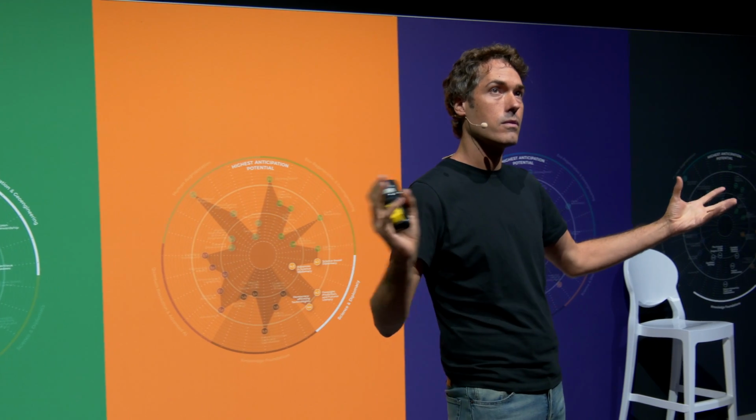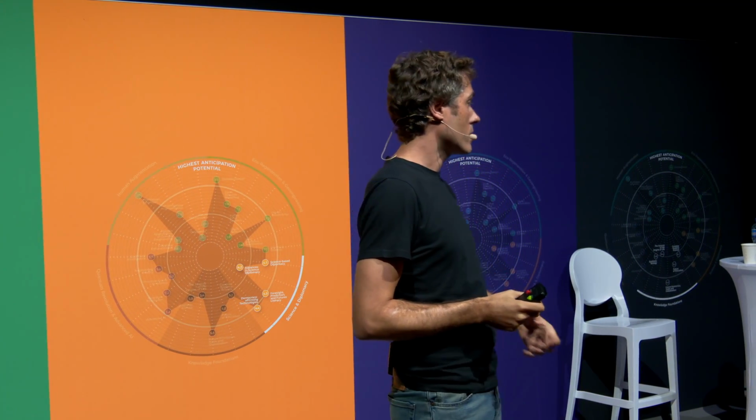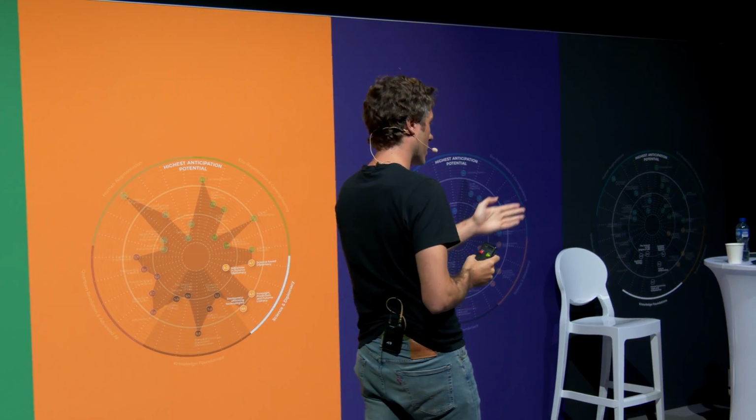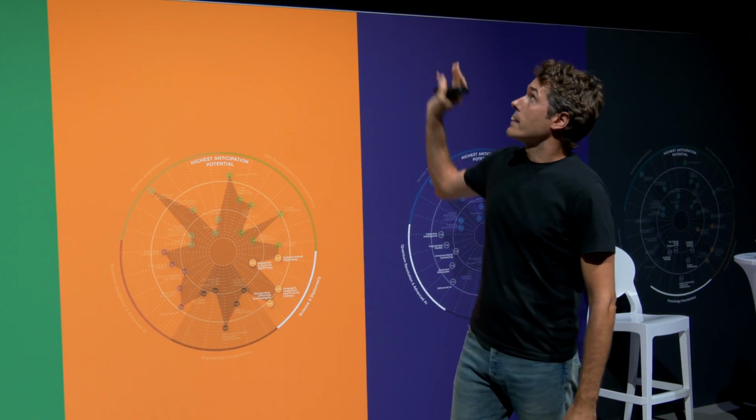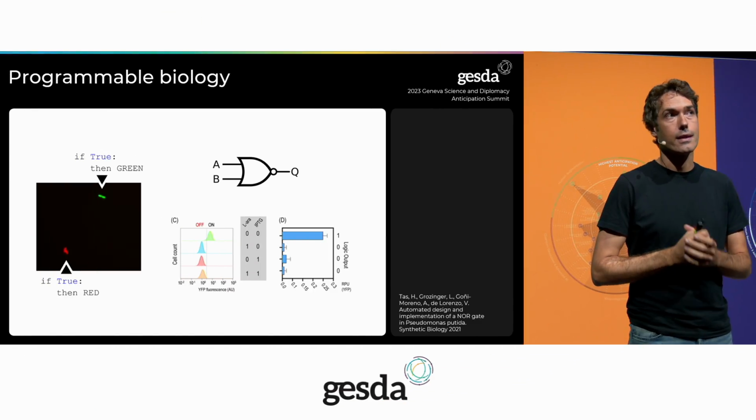Because once you program a cell, that program, that computing machine is going to divide and grow and copy itself, okay? Something that, of course, cannot be done in conventional computers. That machine is not going to grow and replicate. Okay? On the right, you have a slightly more difficult piece of circuit, piece of computation. That's a NOR logic gate.